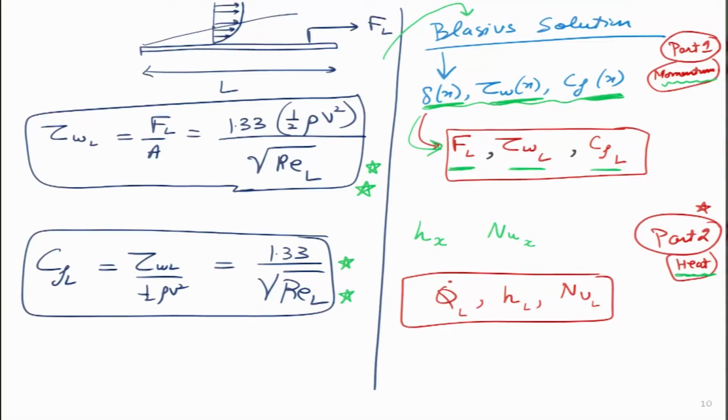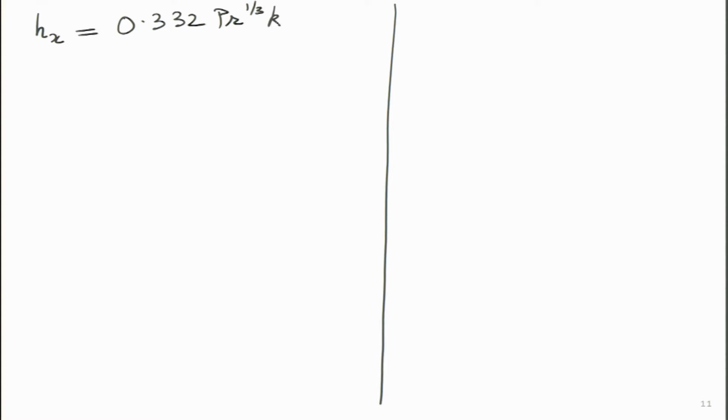We want to figure out part 2. So, we will continue with the Blasius solution, and let us see what the solution looks like for heat transfer. The solution of the Blasius equation gives us h as a function of x, which is 0.332, Prandtl to the power 1 by 3, thermal conductivity k, square root of V by nu x. I will call this the local heat transfer coefficient, the local convective heat transfer coefficient.